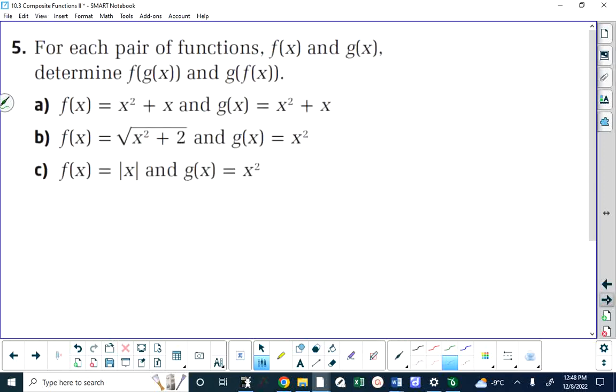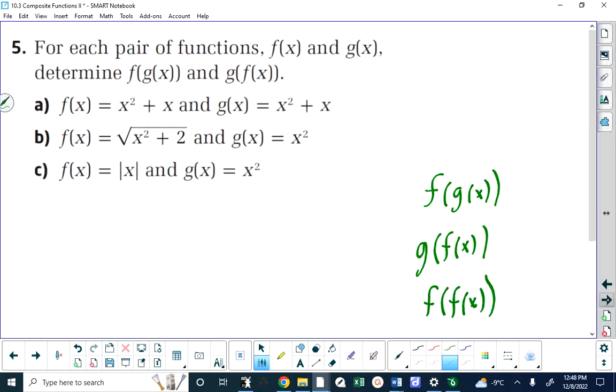So we have f of x equals x squared plus x, and g of x equals x squared plus x. Unless I'm missing something, f of x and g of x are the same function. Just as a side note, when you're asked to find in A f of g of x, do you see that when you find g of f of x, you're going to get the same thing? And in fact, I could ask you in A to find f of x, and it has to be the same thing as well.